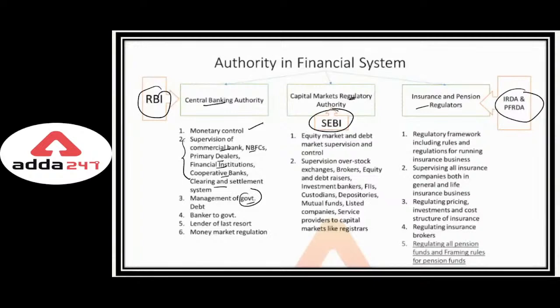Okay. Now RBI is lender of last resort for all the commercial banks. Whenever a commercial bank requires certain loan or requires certain capital, RBI will always be there to provide them the credit. So that's why RBI is known as lender of last resort. Okay. Now, next is money market regulation will be done by RBI. RBI controls the money market also. That is a short-term market. Okay. So these are the tasks which are performed by the central banking authority, that is Reserve Bank of India. Now let's come to the SEBI. SEBI stands for Securities and Exchange Board of India.